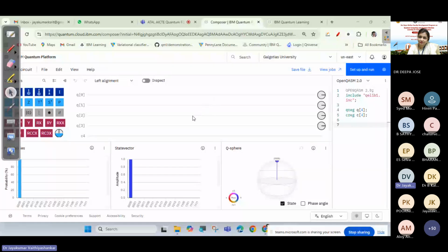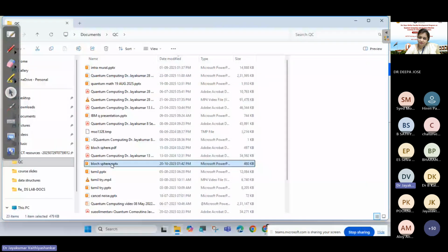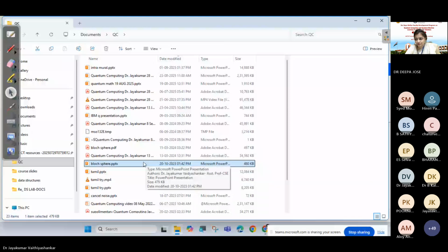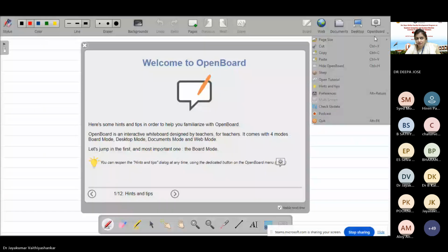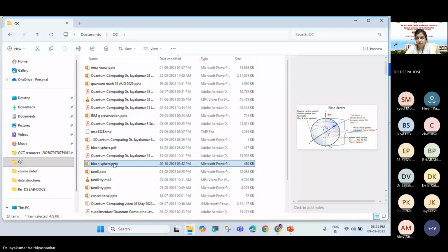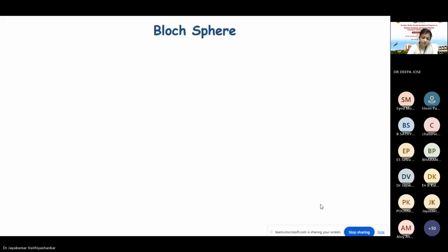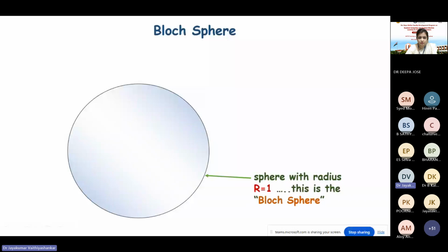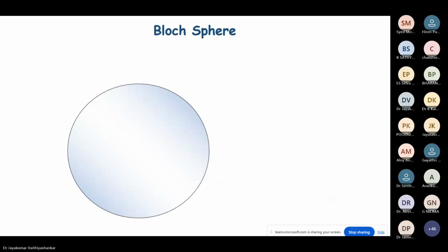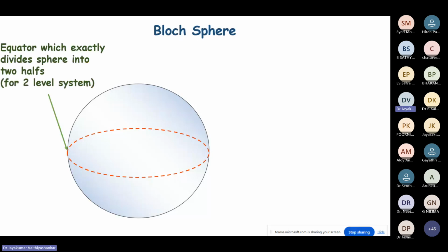So before understanding QuizKit, we need to understand what is a quantum bit. So for that, we need to understand what is a Bloch sphere. Okay. So Bloch sphere is a sphere which contains radius equal to 1. So it makes that sphere a unit sphere. Like a unit circle, it is a unit sphere which will make everything systematic. We are dividing the sphere into two hemispheres, exactly at the equator, two halves.